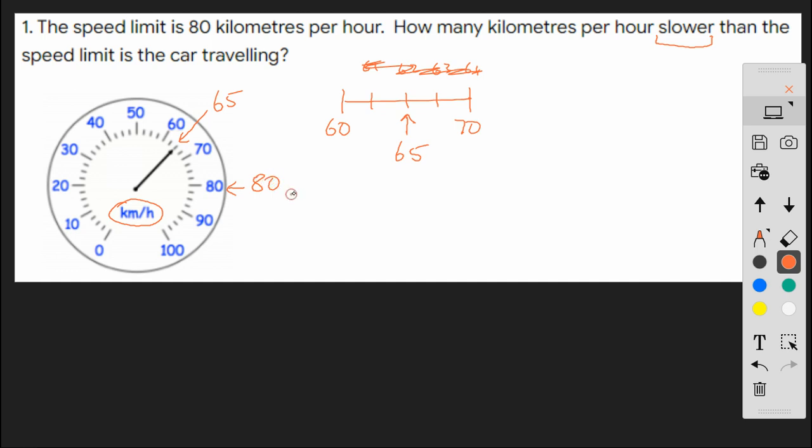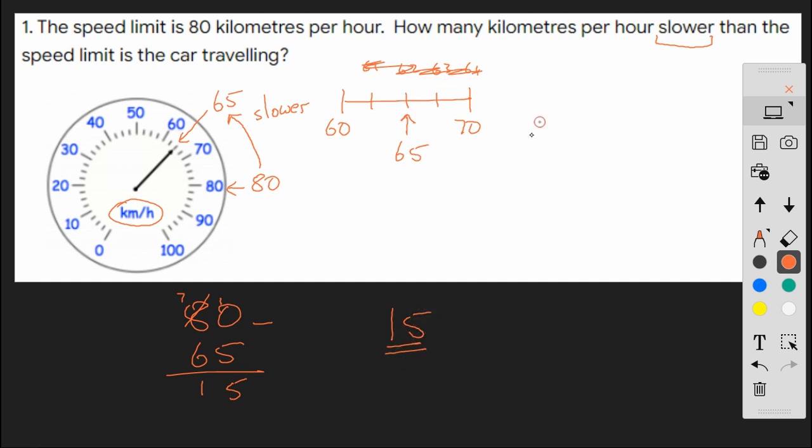So we are traveling at 65. The speed limit is 80, and we're asked how many kilometers per hour slower. Well, that's a smaller speed. So this is how much slower here. Well, that's a subtraction calculation that we need to do. 80 take away 65. 5 is bigger than 0, so I'm going to borrow a 10 from my tens column. 10 take away 5 is 5. 7 take away 6 is 1. So my answer here is 15.